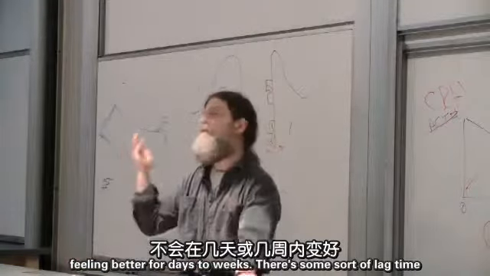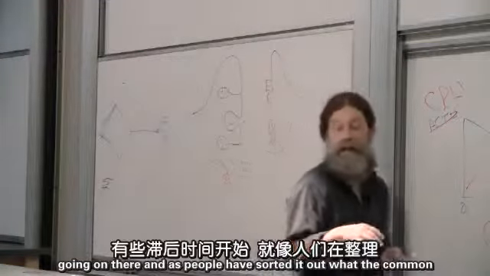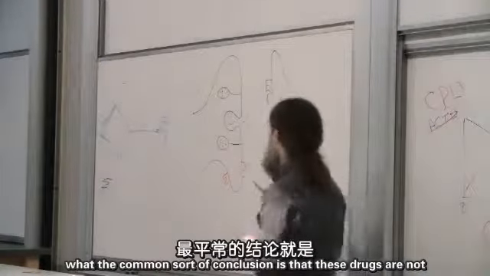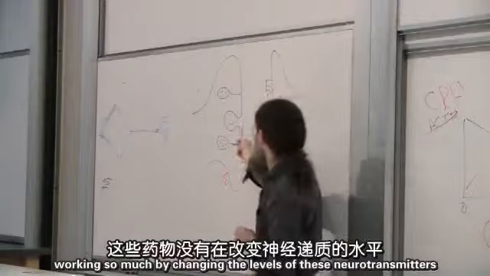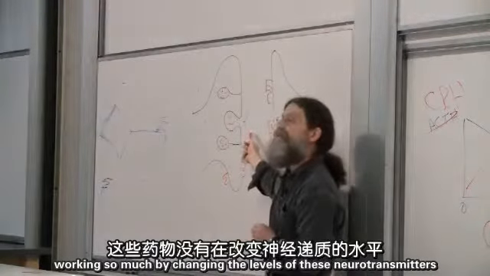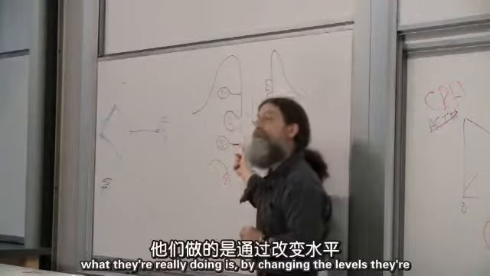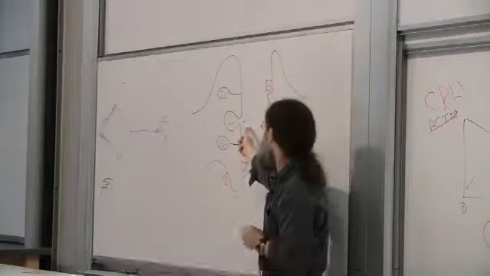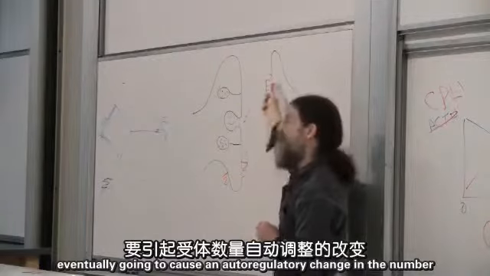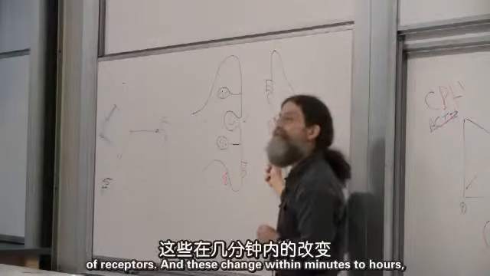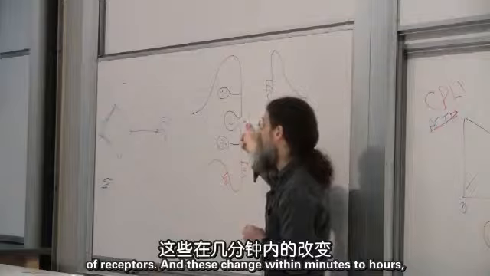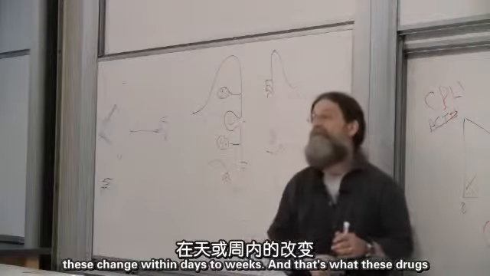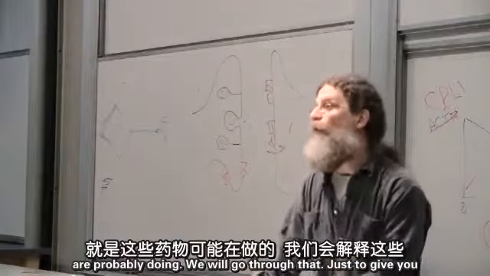There's some sort of lag time going on there. And as people have sorted it out, the common conclusion is that these drugs are not working so much by changing the levels of these neurotransmitters. What they're really doing is, by changing the levels, they're eventually going to cause an autoregulatory change in the number of receptors. The levels change within minutes to hours, while receptors change within days to weeks. And that's what these drugs are probably doing. We will go through that.